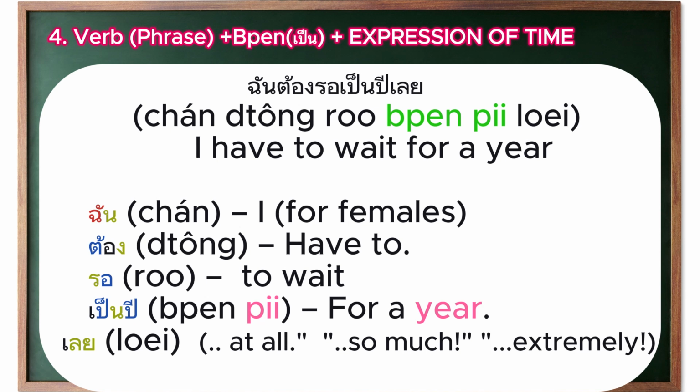Let's look at a different example. ฉันต้องรอเป็นปีเลย, I have to wait for a year. ต้อง, have to. รอ, wait. เป็นปี, for a year. เลย, an emphatic particle that emphasizes the duration or extent.